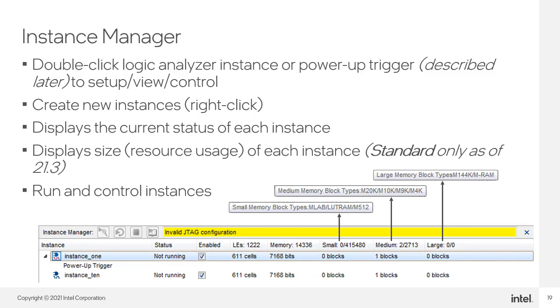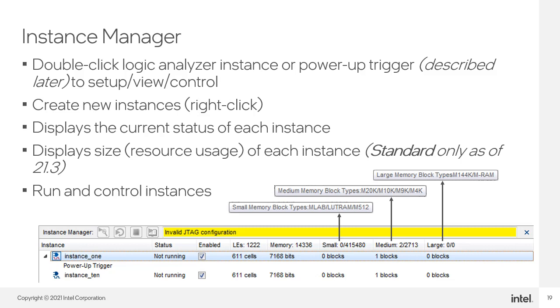For each instance, the Instance Manager indicates the current status of the instance and, in the Intel Quartus Prime Software Standard Edition, an estimate or actual count of the resources used by the instance. Memory buffer resources are organized by size. The tooltips shown here indicate what is considered a small, medium, or large memory block type, but the actual type used depends on the types available in the device targeted by the design. A warning will appear in the resource usage columns if there is a potential for the design to not fit in the target device given the current settings for the logic analyzer.